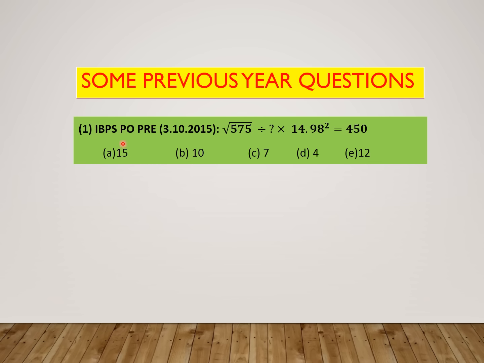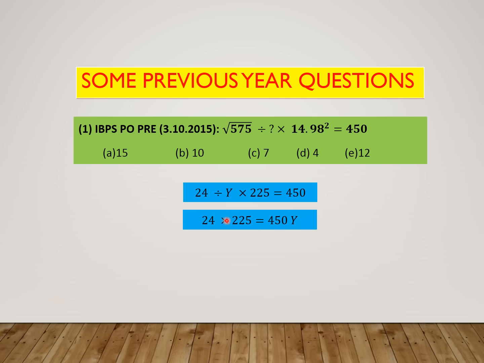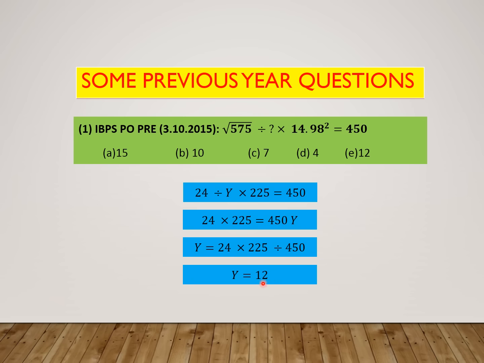This question was asked in the year 2015 in IBPS PO preliminary. At first, whenever we attempt such a question, try to replace the question mark with some variable. Here we replace it with the variable y. The square root of 575 is equal to 24. So 24 divided by y into 225 is equal to 450. By cross multiplication, we can say that 450y is equal to 24 into 225, or y is equal to 24 into 225 divided by 450. Therefore, y is equal to 12.